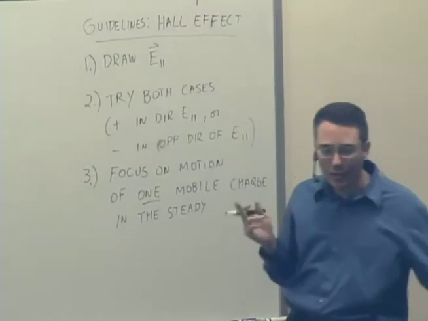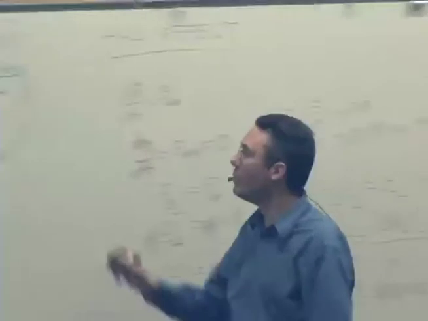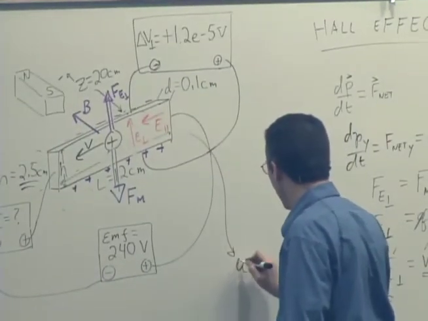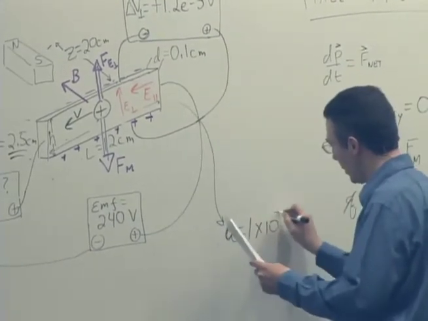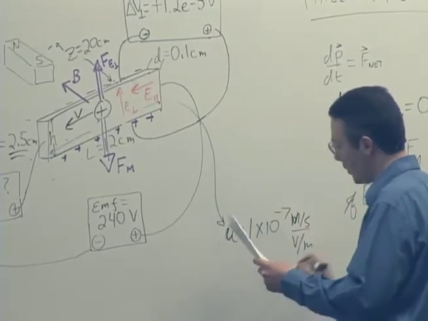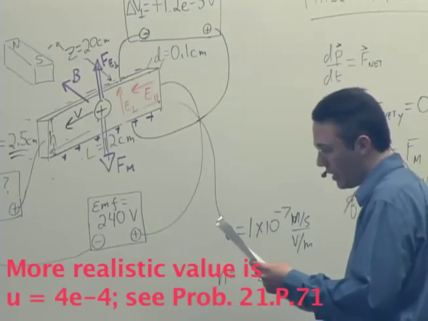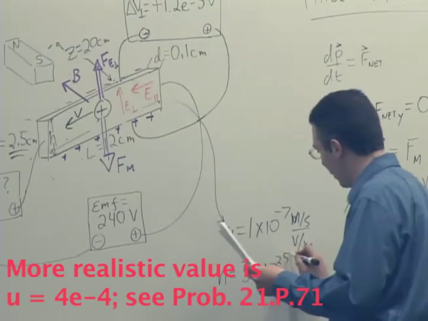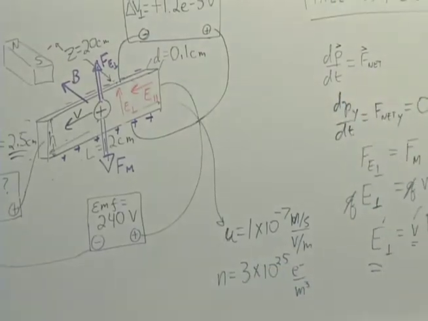If we knew that, we need to know something else. There is actually something else we need to know, which I forgot to write down: what if we knew the mobility? Let's say the mobility of this material happens to be 1 times 10 to the minus 7 meters per second over volts per meter. It's a little hard to solve this without that. While we're at it, let's say the number density of electrons is 3 times 10 to the 25th electrons per cubic meter. If we know the mobility, how do we relate it to the drift speed?